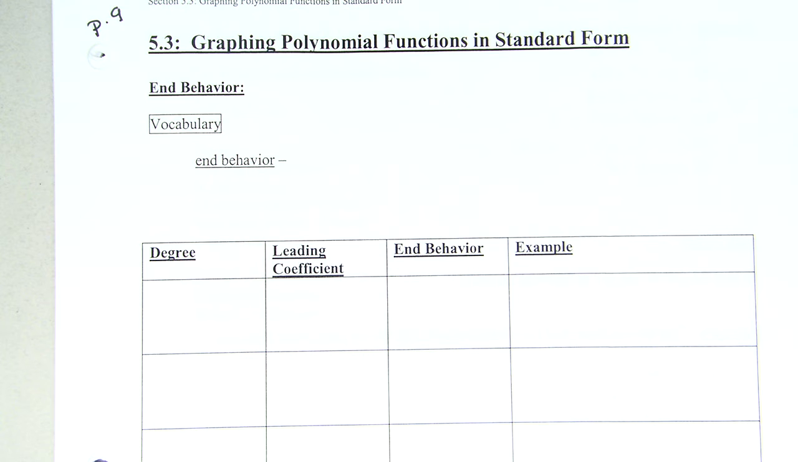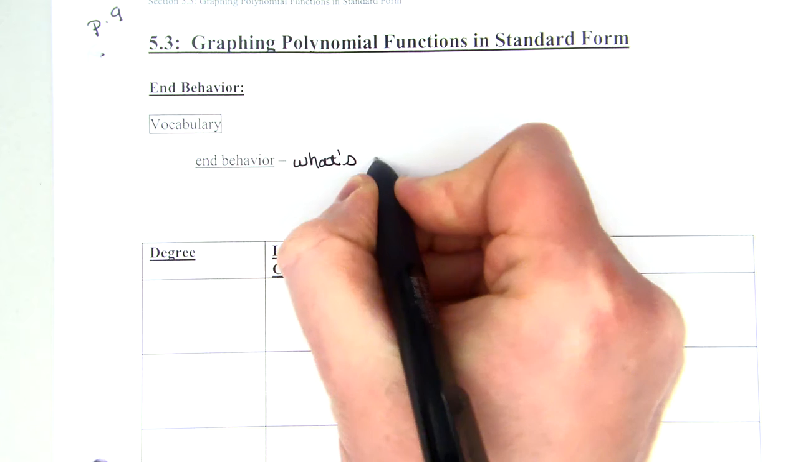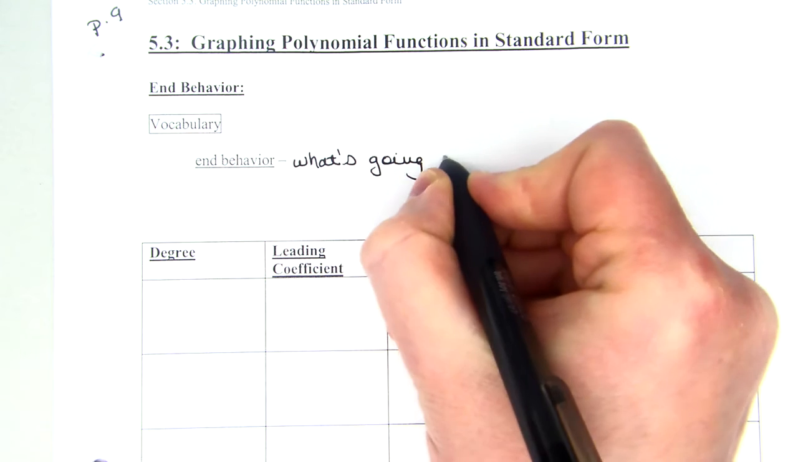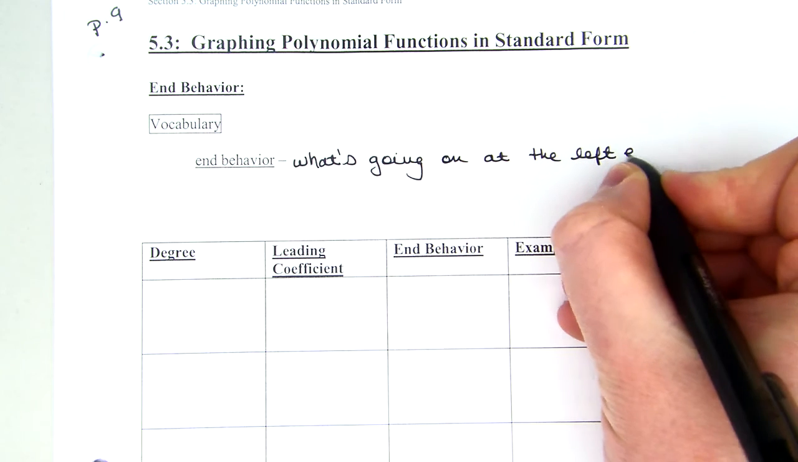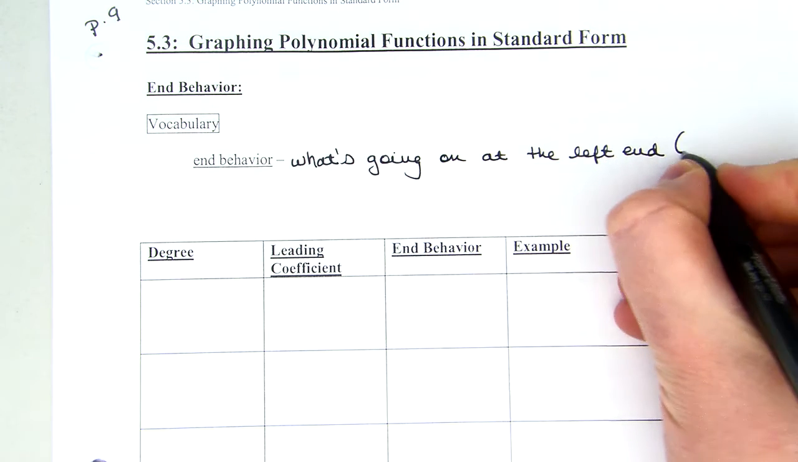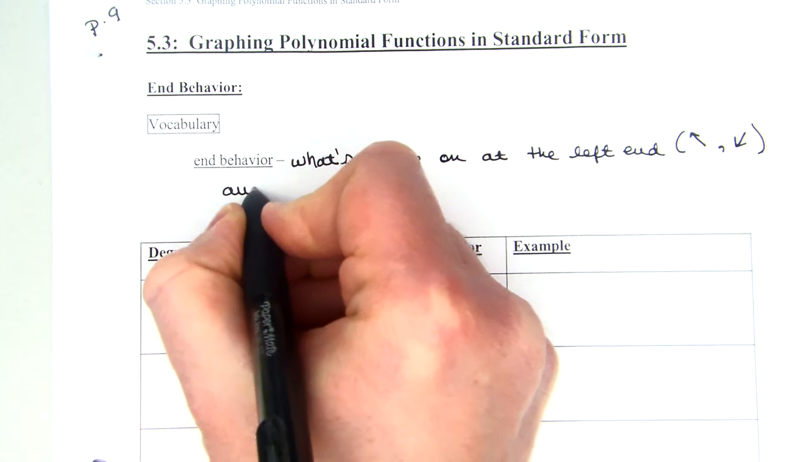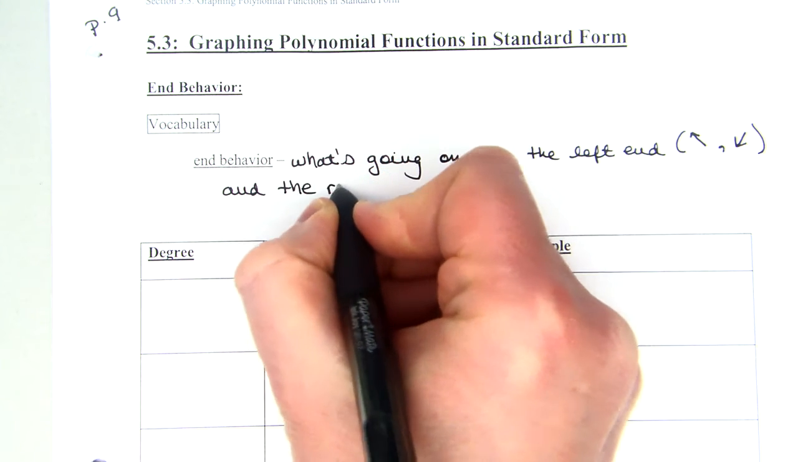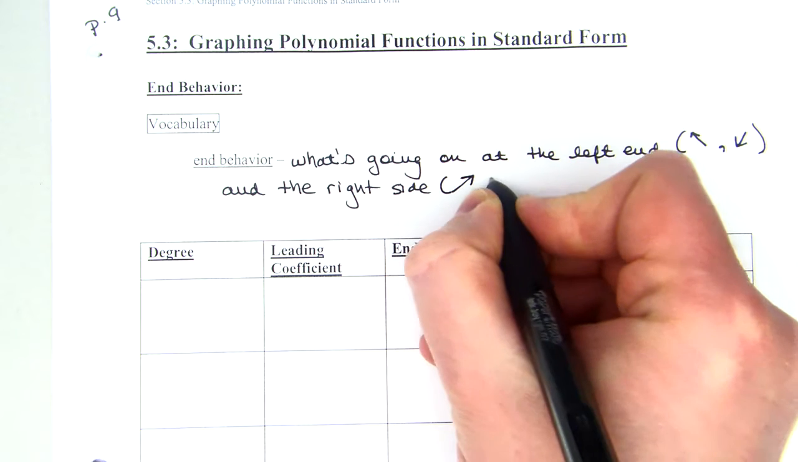The first thing we need to talk about is end behavior, that last way that we hopefully sorted those cards this morning. End behavior tells us what's going on at the left end of the graph and the right end of the graph. On the left side, is it pointing up or is it pointing down? And on the right side, is it pointing up or is it pointing down?